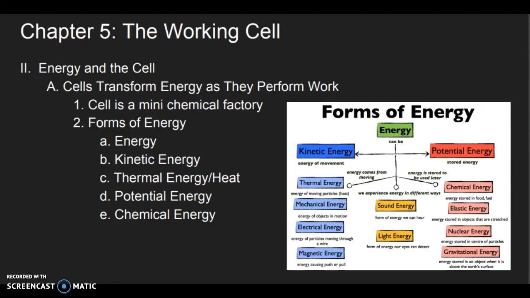Now, chemical energy, which is the fourth type of energy we'll be discussing, is essentially a subset of potential energy because it is also stored energy, but this is energy that is stored in chemical bonds specifically and can be used to make chemical reactions go through.